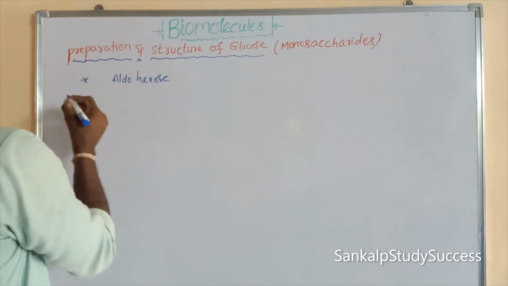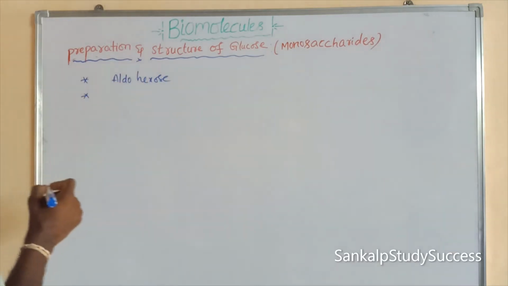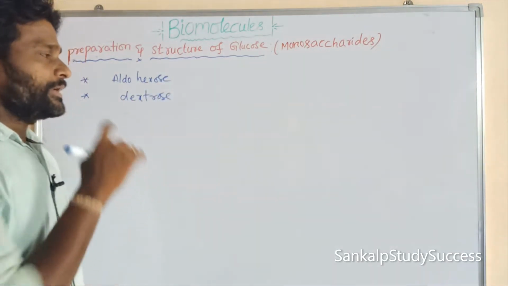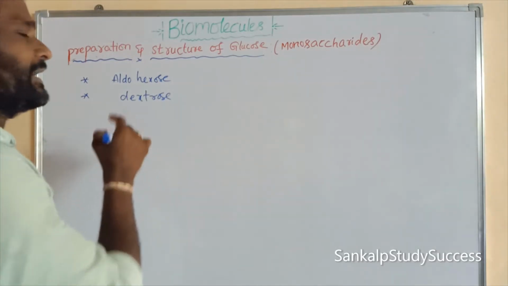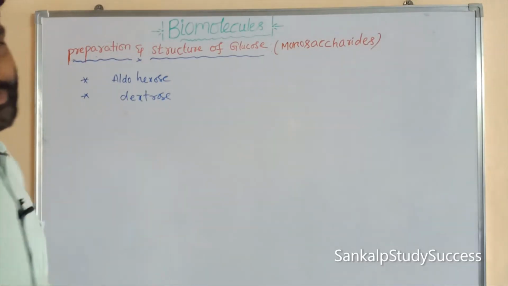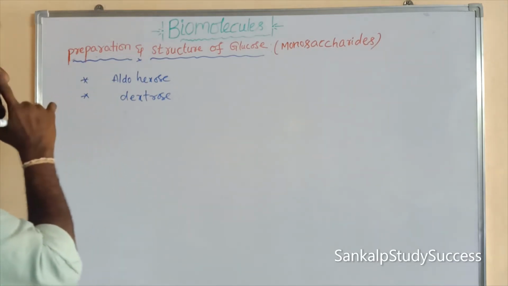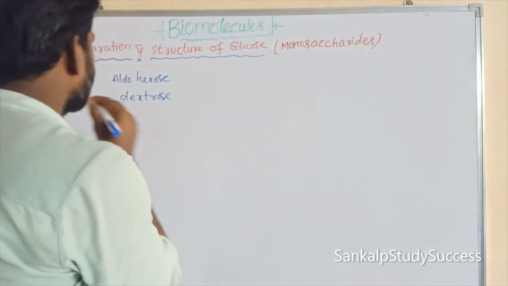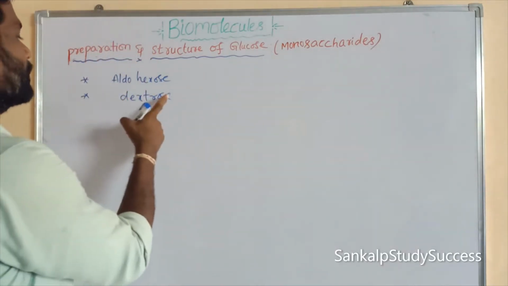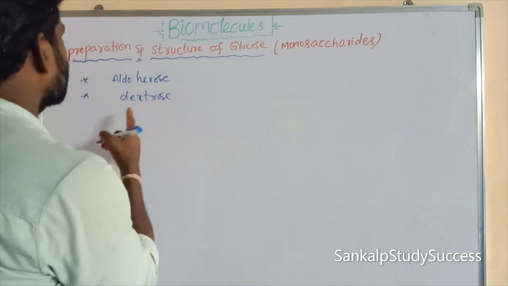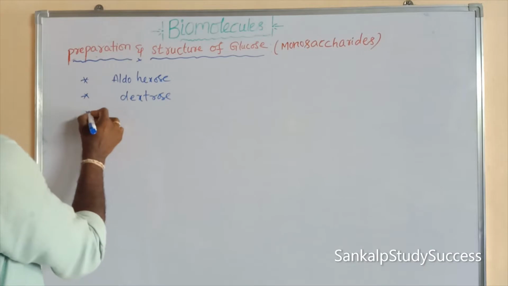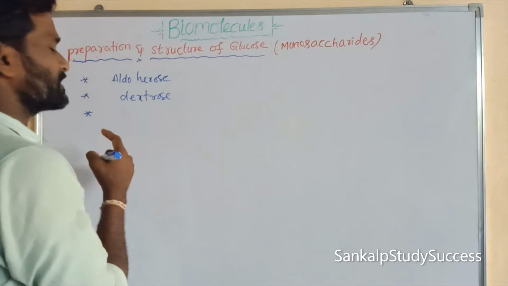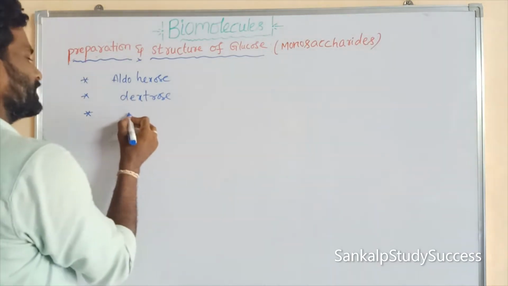Glucose is said to be aldohexose and it is a dextrose. It occurs in nature as the optically dextrorotatory isomer. So it is said to be dextrose. Why is it said to be dextrose? It occurs in nature as the dextrorotatory isomer. And it is also said to be grape sugar, as it is found in fruits, especially grapes.